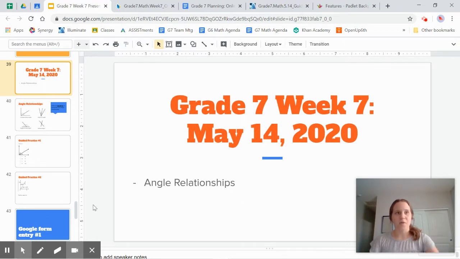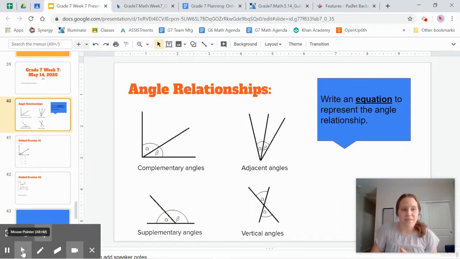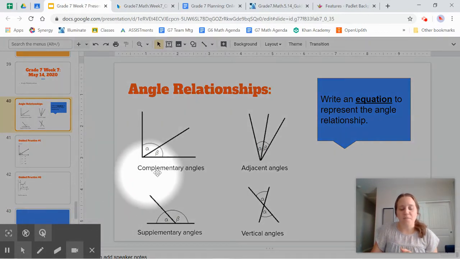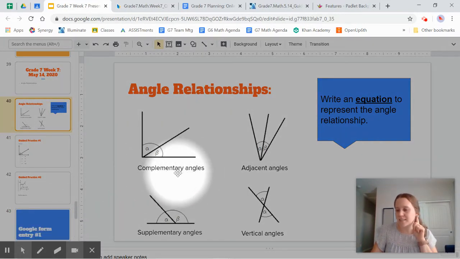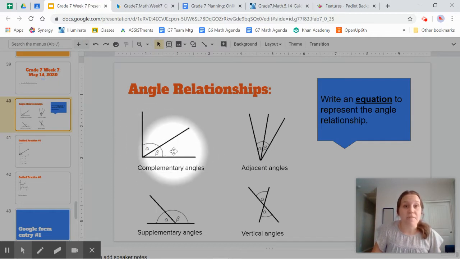All right, a quick review, because it has been a little while, let's review what angle relationships we are going to be using today and that we have used in seventh grade. The first is complementary angles. These are angles like this angle alpha and angle beta that are labeled here. Those are just Greek letters, and they represent different amounts because they're different letters, kind of like a variable. These are angles that add up to 90 degrees.